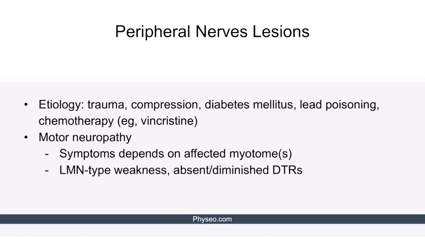Now let's move on to peripheral nerve lesions. These can be caused by trauma, compression, diabetes mellitus, lead poisoning, and chemotherapy, particularly vincristine. These are all high-yield causes that are frequently tested.